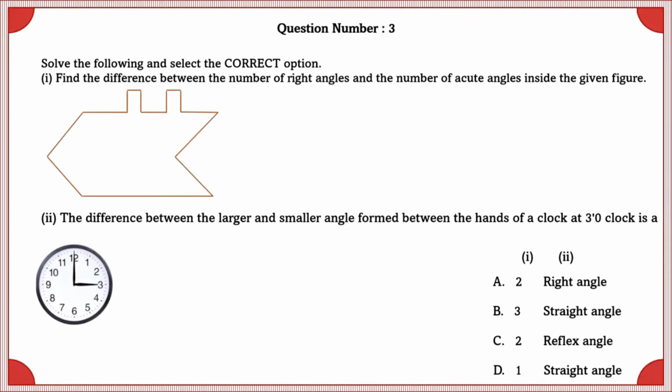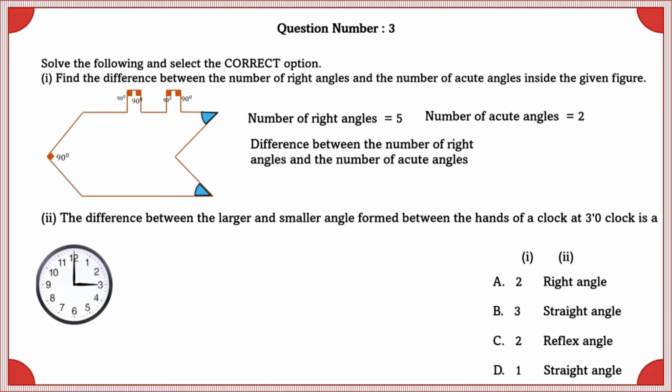Question 3. Find the difference between the number of right angles and the number of acute angles inside the given figure. Number of right angles is 5 and the number of acute angles is 2. The difference between the number of right angles and the number of acute angles is 3.